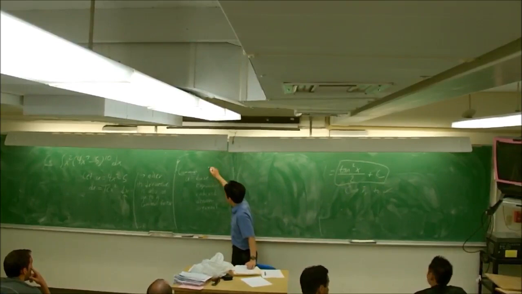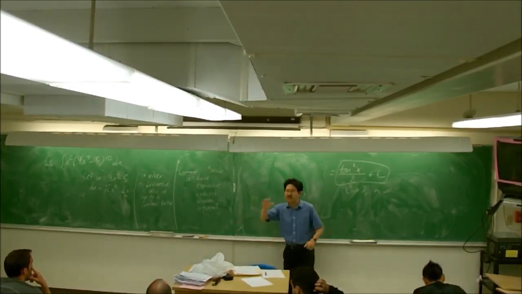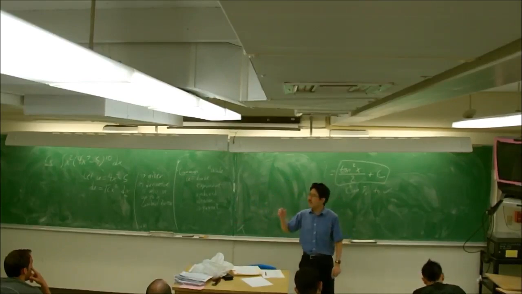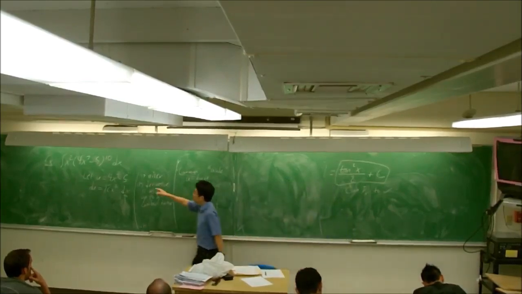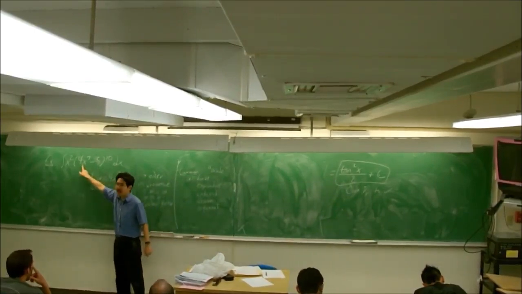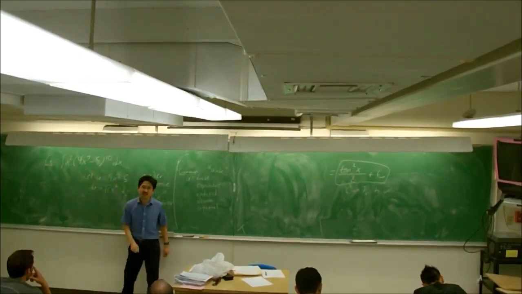Basically, it's the inside guy. We like to let u be some sort of inside guy that's kind of hard to reach or manipulate, such that if we replace that junk with u, we're happier. You agree that if I replace this junk in here with a u, I'd be a lot happier? See, that's the idea.